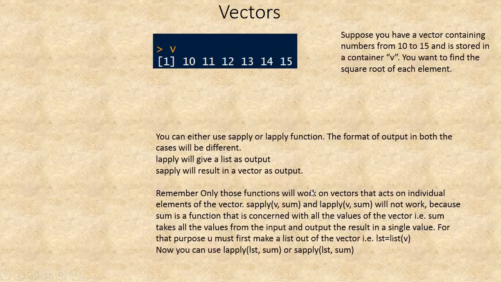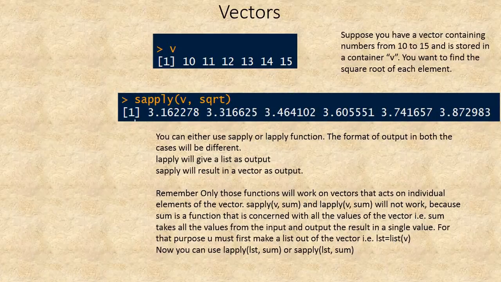However, other functions like square root, sqrt, will work, because square root takes each element and gives an output for each element as the square root of that element. So those functions that take single elements and then give out a single output will work on this and give you an output. However, if you want to use sum as a function inside lapply or sapply, then you must first enclose this vector into a list using this method, that is lst, for example, is the container in which you are going to store this vector through the function list.